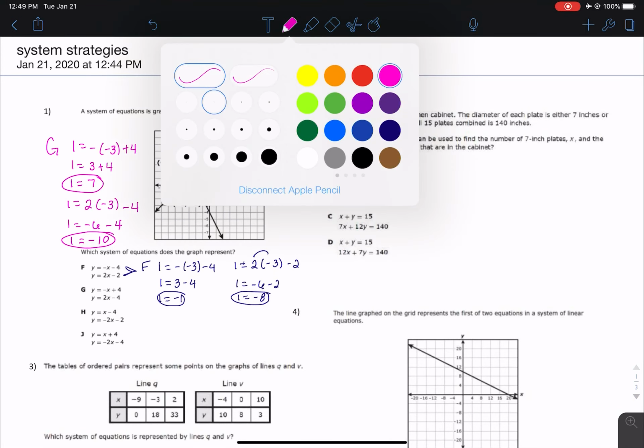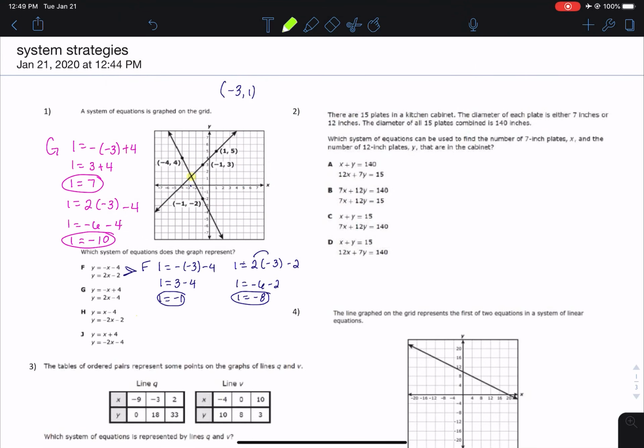All right, so now let's try H. Answer choice H. 1 equals -3 minus 4. 1 equals -7. The second equation, 1 equals -2 times -3 minus 2. So 1 equals 6 minus 2, 4. So 1 equals 4 and 1 equals -7.